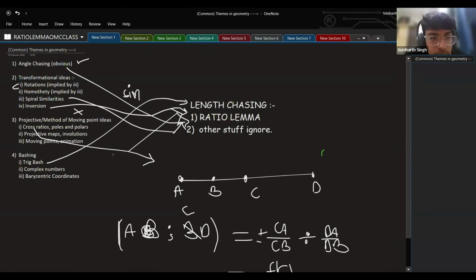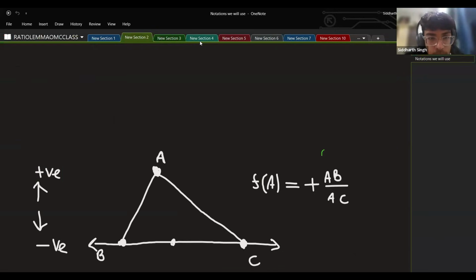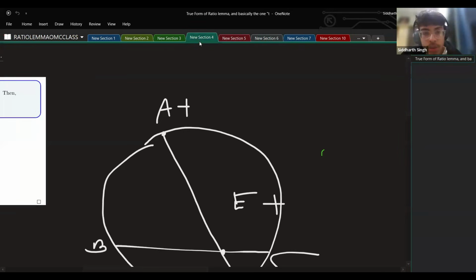Anyways, okay, now I think we should get down to actual problems. Now that we have seen the utility of ratio lemma, the next problem I'm going to show is actually a projective problem. A lot of my friends bullied me for doing it with the ratio lemma, but the problem with the ratio lemma is very trivial.